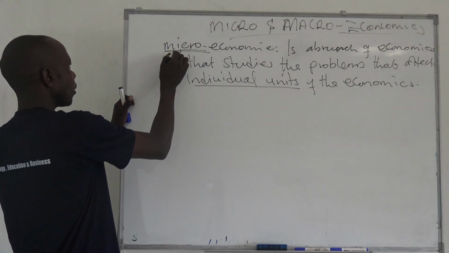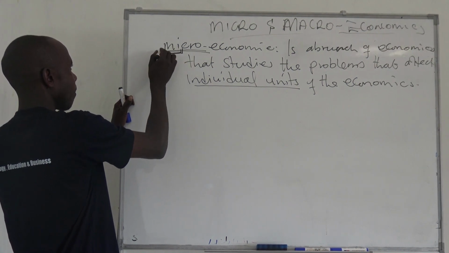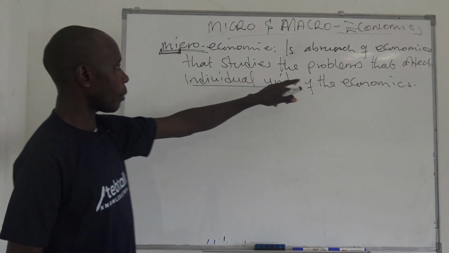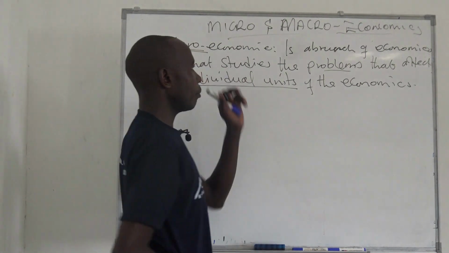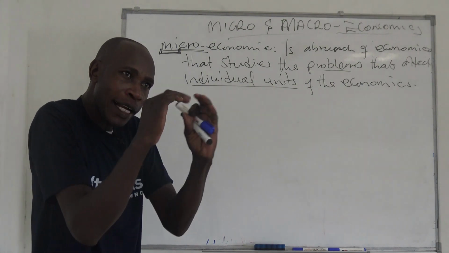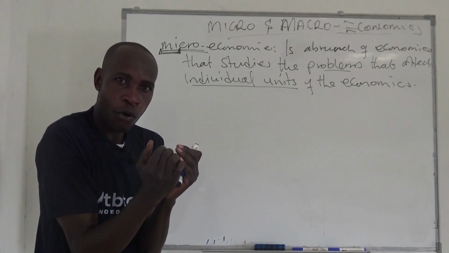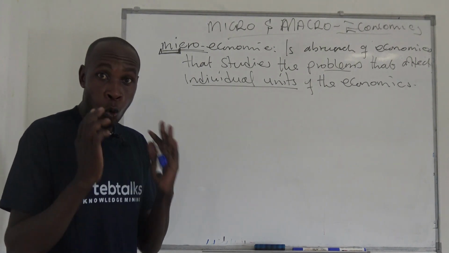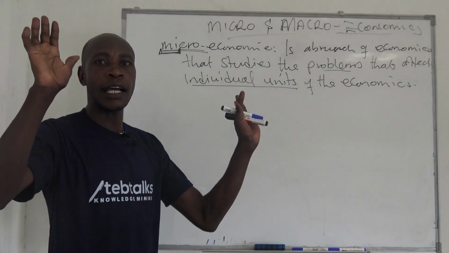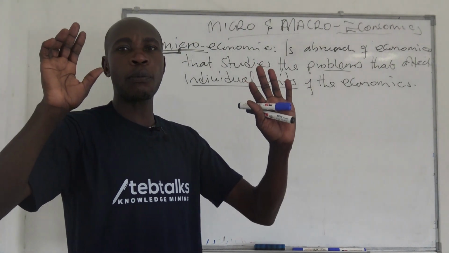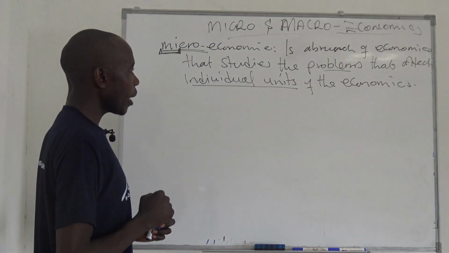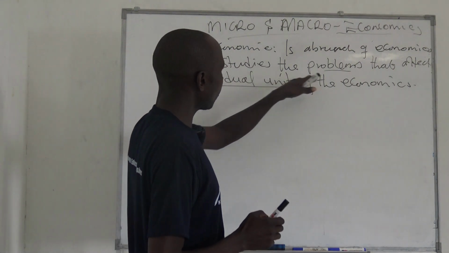Micro means one. This part here, micro means what? One. Meaning that we are looking at a problem which is affecting only and only one part, one section of an economy. One section of an economy. And the rest of the economy is clear. It is not affected. It has no problem. And it is because of that that we are saying it studies the problems.